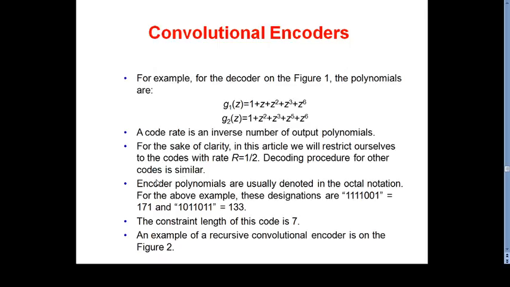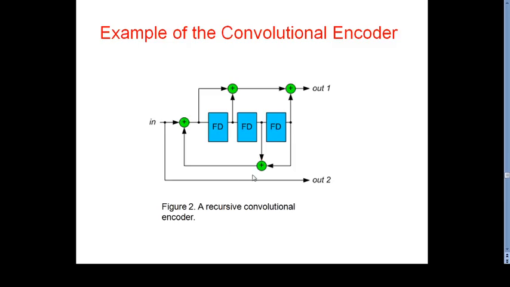The decoding procedure is similar. The encoder polynomial is usually denoted in octal notation, for the above example like this. The constraint length of this code is 7. For example, the recursive convolution code means this is a systematic code. So this is the systematic convolution encoder.